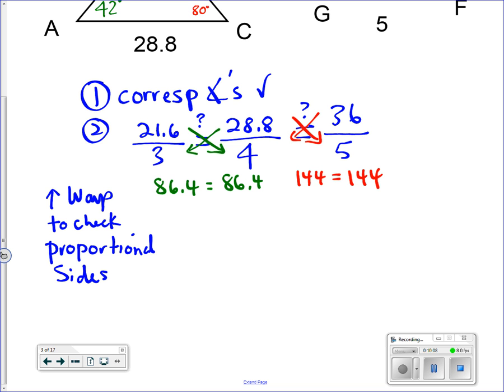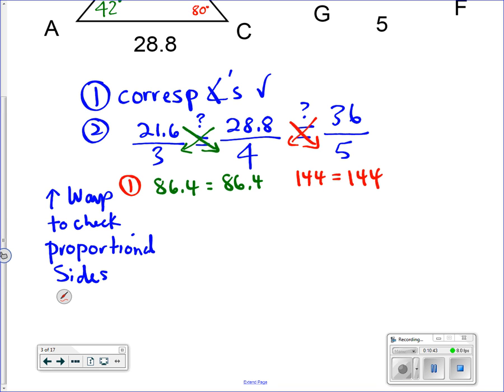And all that's saying is that these two fractions right here are proportional, and then the middle and the last one are proportional. And so I conclude through logic that if the first one is proportional to the second one, and the second one is proportional to the third, then I have to conclude that the first one is proportional to the last one. And I could certainly multiply 21.5 times 5 and 36 times 3 and see if that's true, but I'm just going to skip that step and say I've done enough work that I can tell that those sides are proportional.